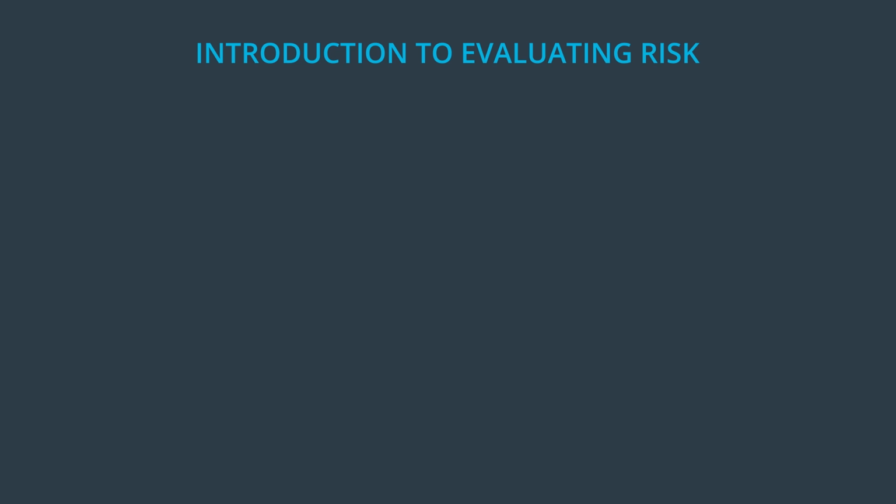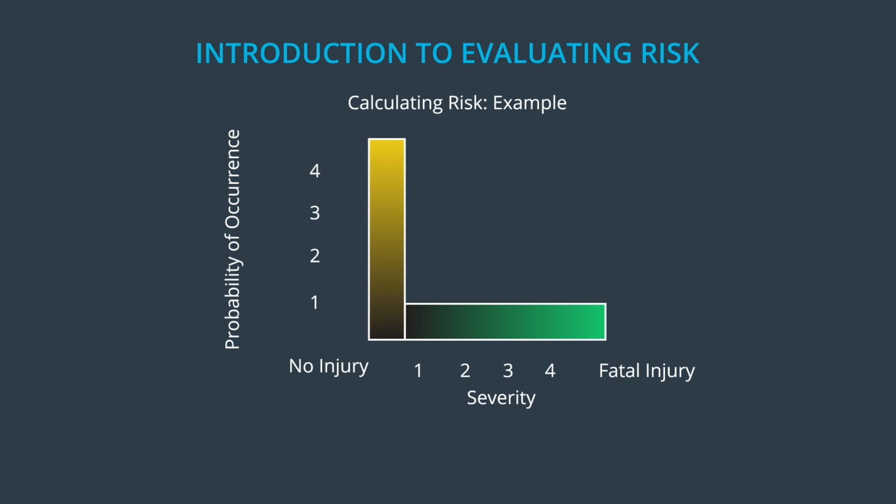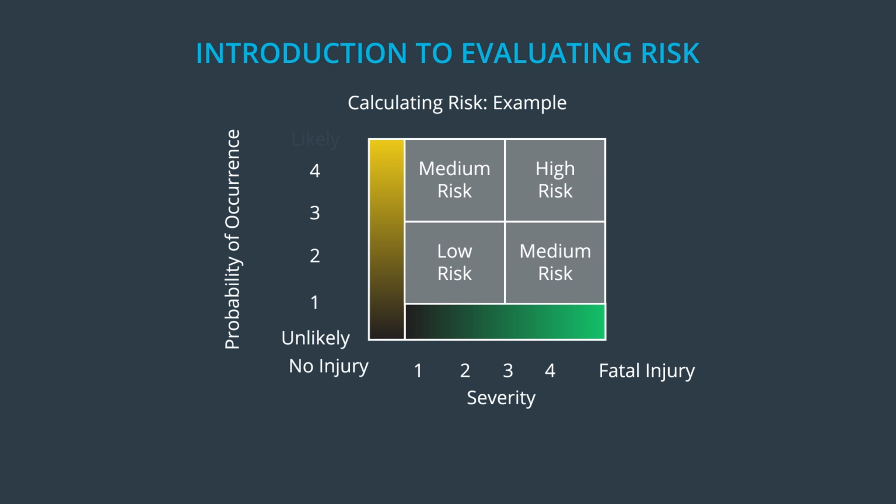Let's go through an example of calculating risk. We'll say that severity has a scale of 1 to 4, with 1 representing no injury and 4 representing fatal injury. Probability of occurrence will also be on a scale from 1 to 4, 1 being an unlikely scenario like needing a jump start, while 4 will be a likely scenario like driving on a highway.